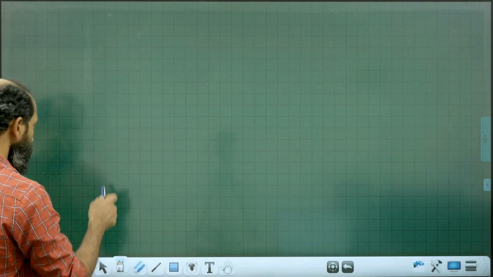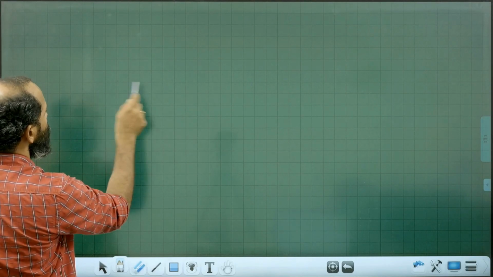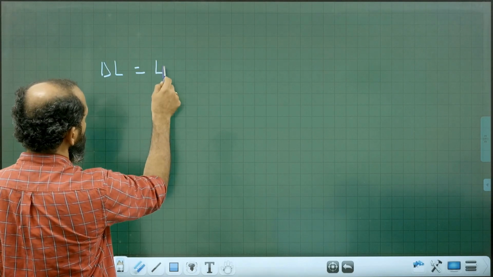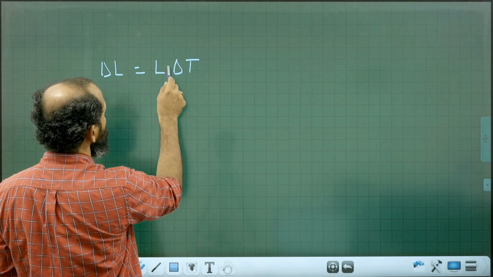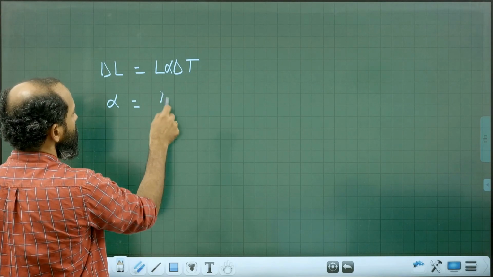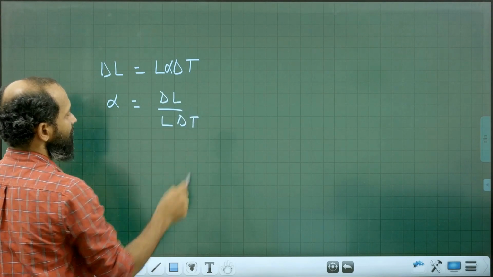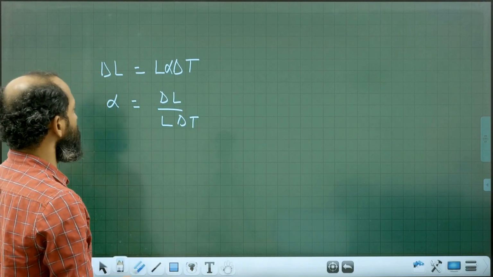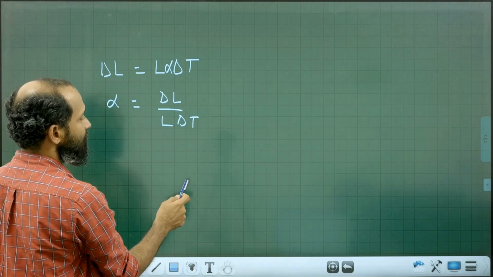Okay, now we have to discuss thermal expansion in solids, liquids and gases. Thermal expansion in solids. If the solid is in the form of a rod or a wire, on heating, it expands thermally. Delta L is equal to L into delta T into a proportionality constant called alpha, called linear expansivity. So alpha is equal to delta L by L delta T. Delta L is the change in length, L is the original length, delta T is the change in temperature. The unit of alpha is per degree Celsius or per Kelvin.